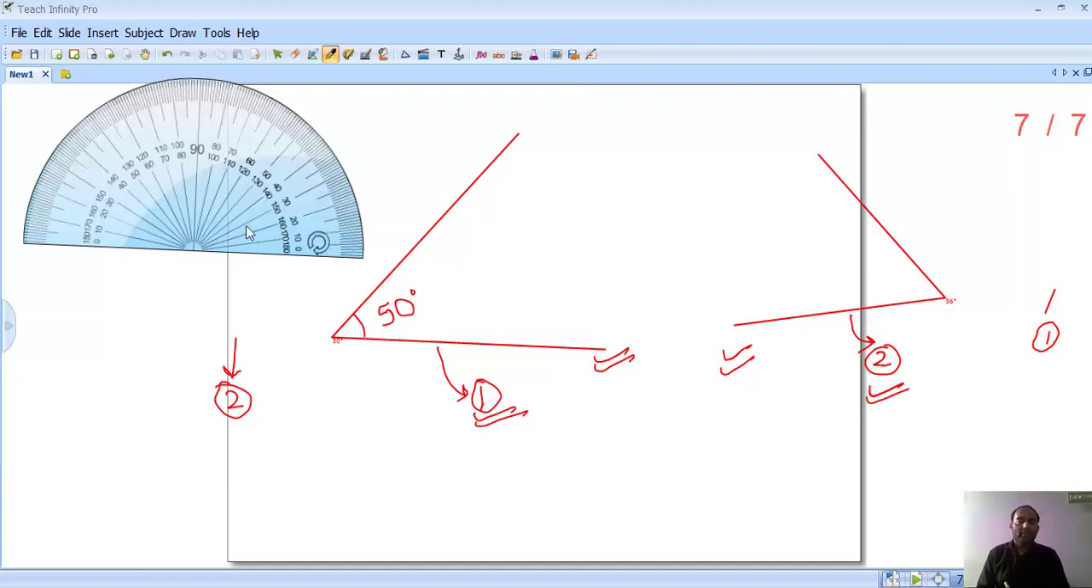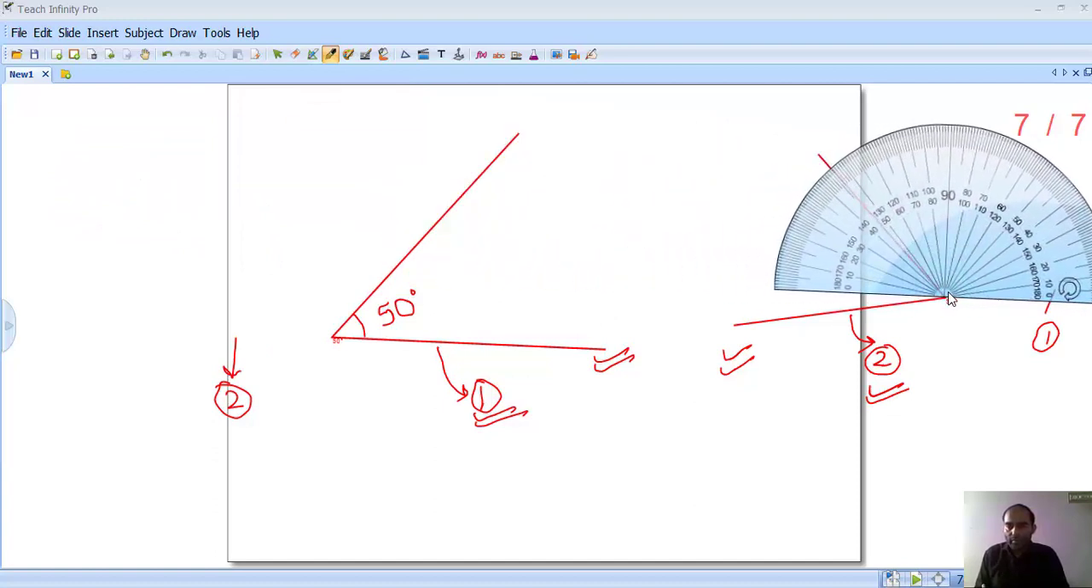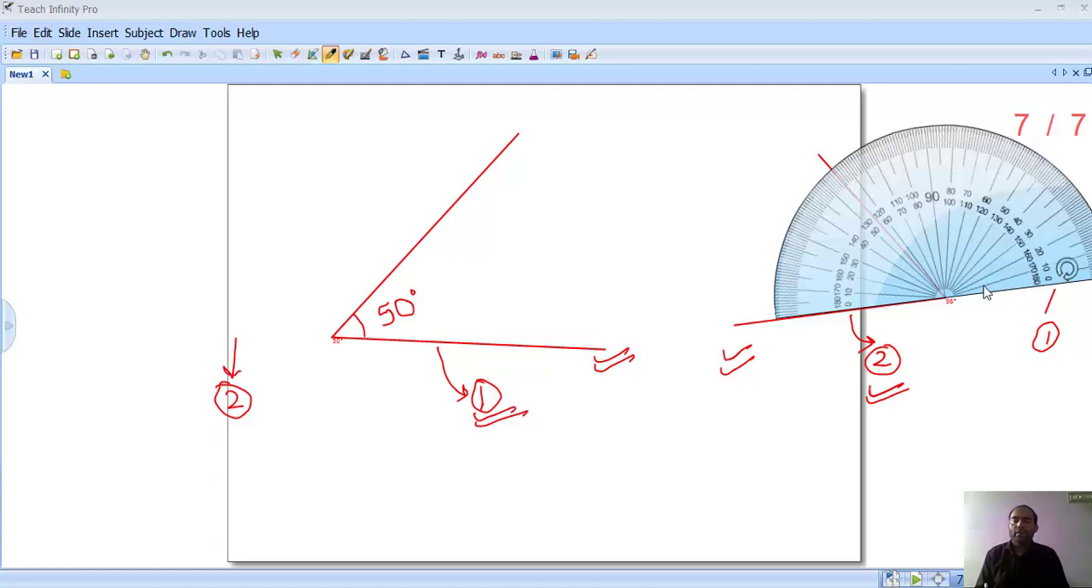Okay, now let's measure the second angle. Take the protractor, put the middle point of the protractor on the joining point of the angle, then adjust your protractor so that one zero line is overlapping with the angle. Okay, now I am going to use the second zero. Why? Because the overlapping line is at the left hand side, and I am going to use the left hand side 0.